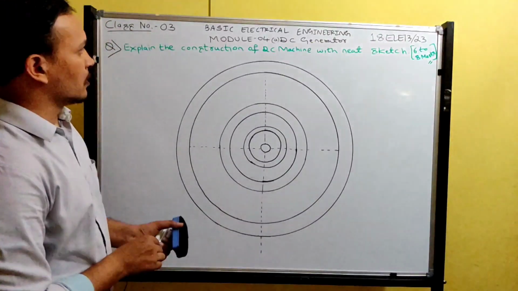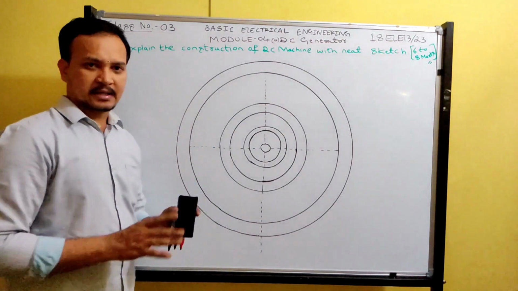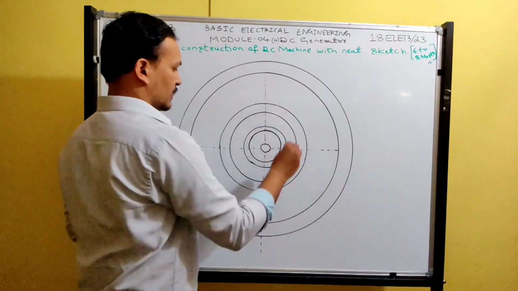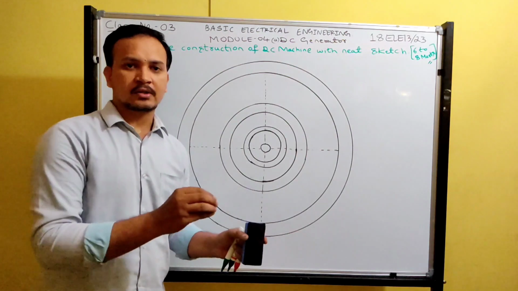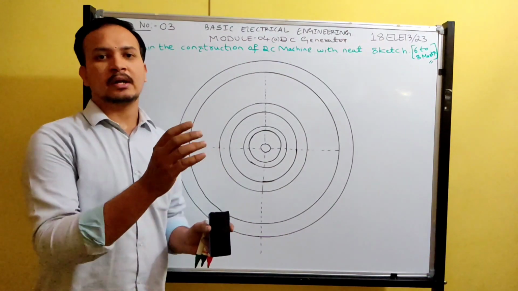Explain the construction of DC machine with a neat sketch. See, first you should draw a neat sketch. What you need to explain means, there will be parts in the DC machine. Each and every part you should explain: what is the function of it and what the parts are made of. Regarding that you should write some explanation.